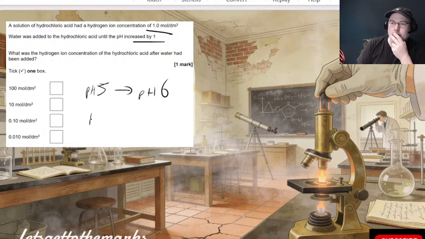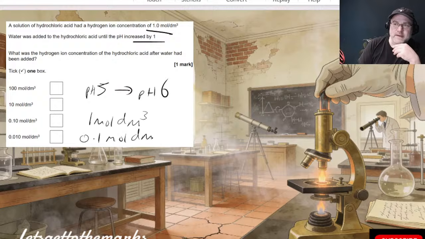So it was 1 mole, and then we got 10 times weaker. What is 10 times weaker? Divide that by 10. It's going to be 0.1 mole per decimeter cubed. So it got 10 times weaker. So that is going to be the answer there.